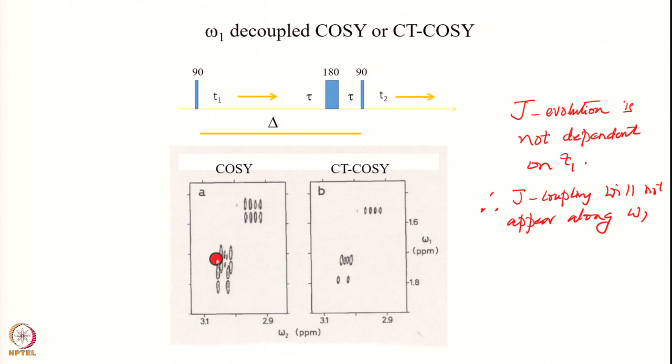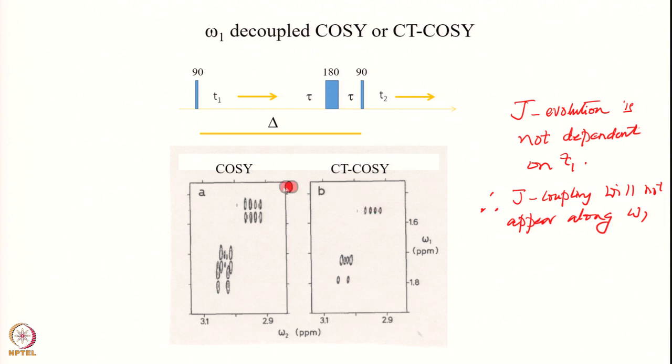How do you know this? Well, now you do a decoupling experiment, as I said, where you remove the J coupling along the F1 dimension, along the omega 1 dimension. Here you are seeing two sets of peaks because of the coupling along the omega 1 dimension. If you remove this, what happens? You get only one set of peaks, which appears at the middle of these. So you have no coupling information along this axis, but the full coupling information is retained along the omega 2 axis here.